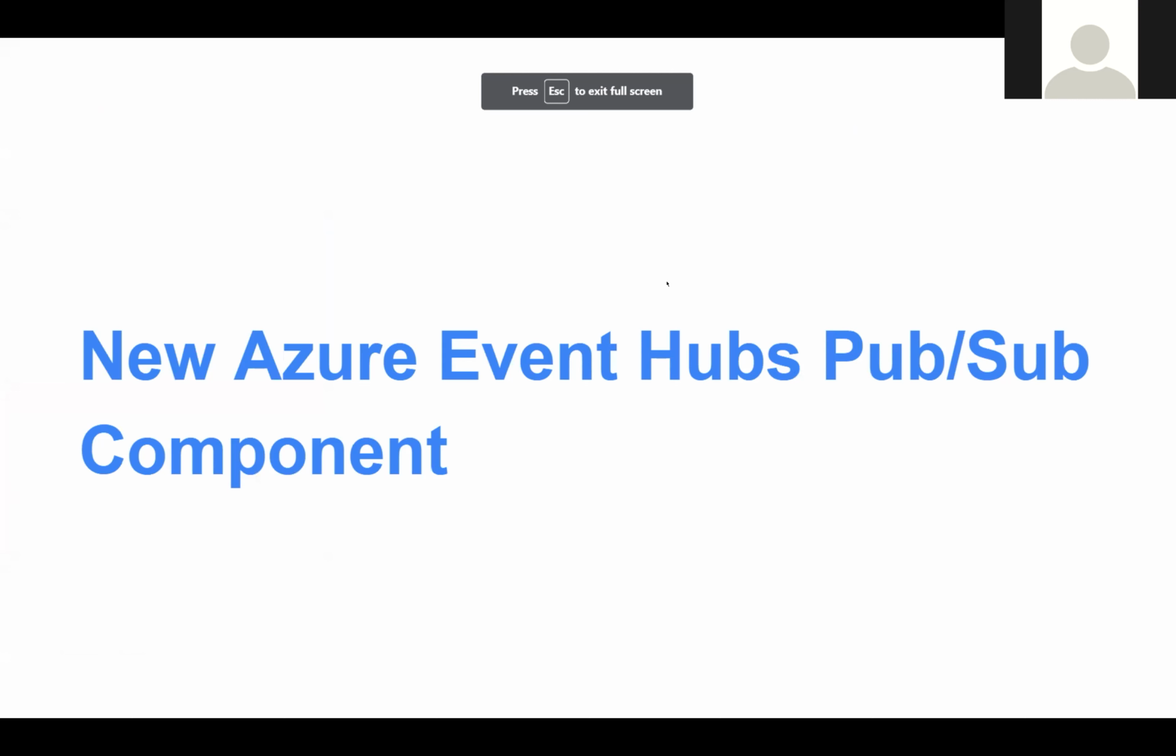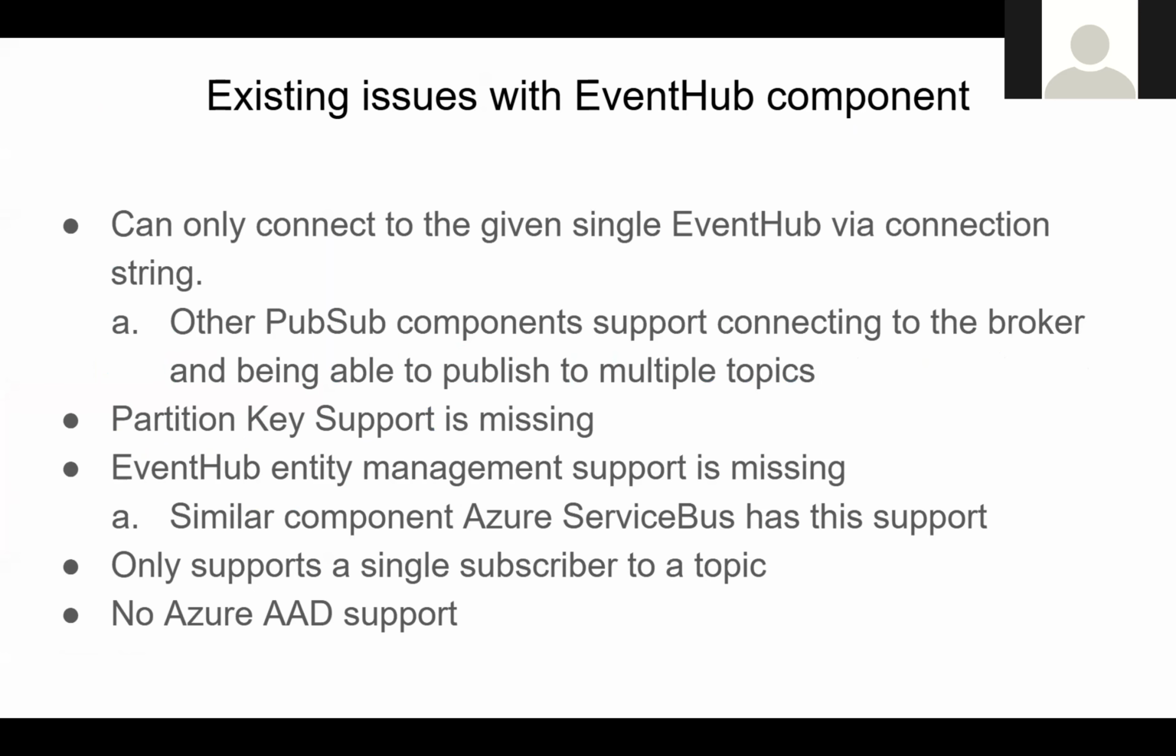So yes, I'm going to start with the Azure Event Hubs PubSub component. It's essentially a rewrite of the existing Azure Event Hubs component because there were some issues with the current Event Hubs component that's there in 1.5. The existing issues are basically you can only connect to a given single event hub via the connection string. All of the other PubSub components allow you to connect to, let's say if it's Kafka, the broker, and you can publish to multiple topics and so on. But that is not possible via the existing component.